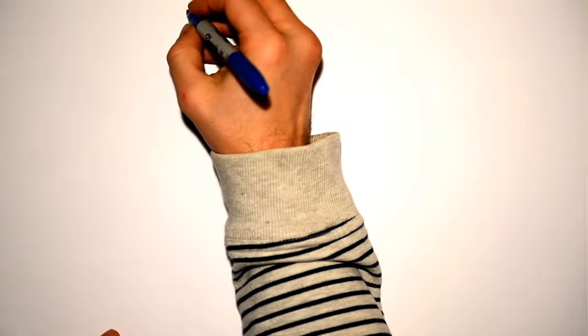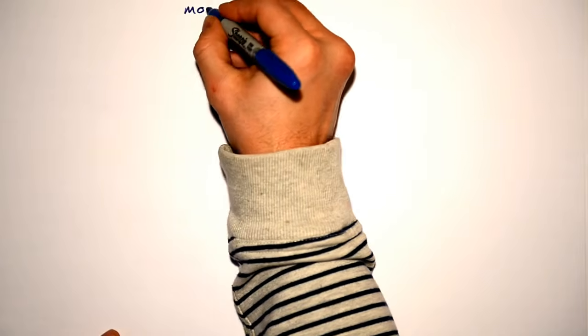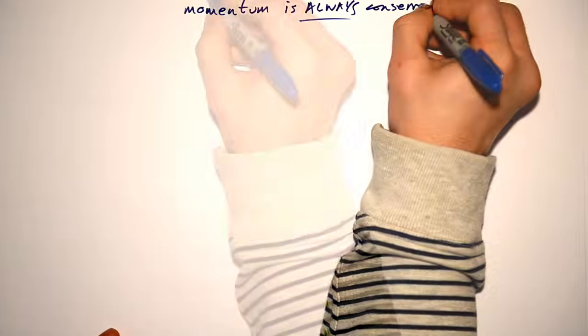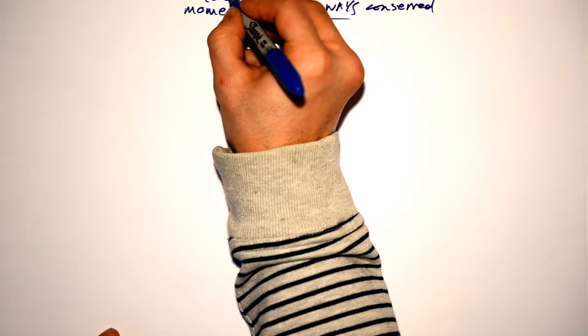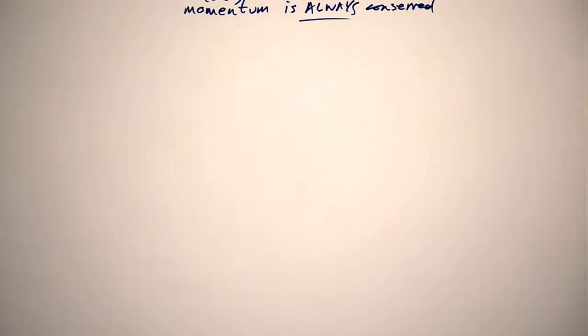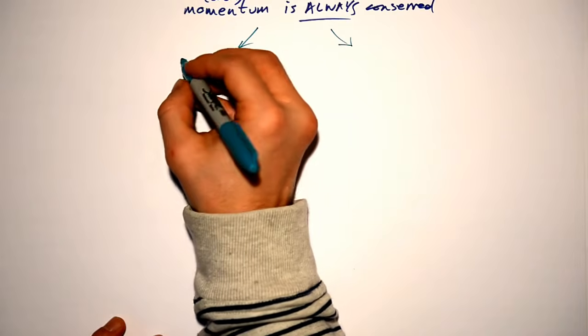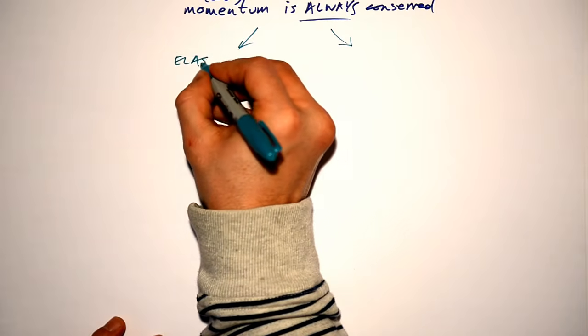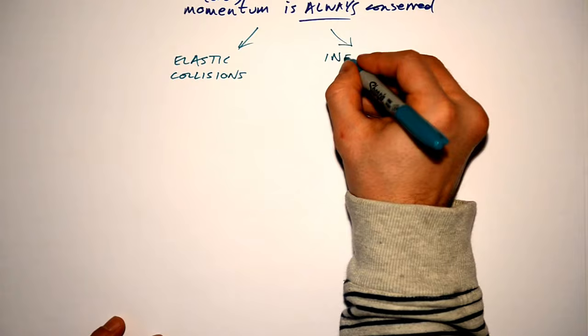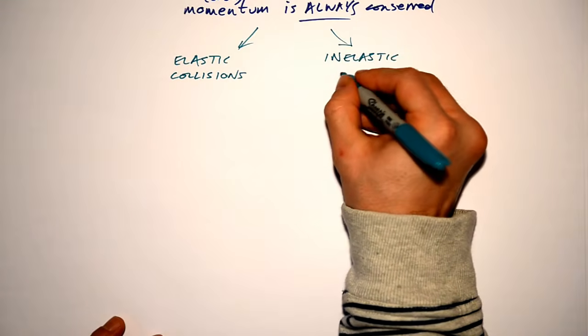Now when things collide in any way, shape or form, momentum is always conserved. Now we should probably say that total momentum is always conserved. In other words, if you take the momentum of one thing and another thing that are crashing into each other, the total momentum of both of those things, or all of those things, is always going to be the same. Now there are two types of collisions. We have elastic collisions and we have, shock horror, inelastic collisions.